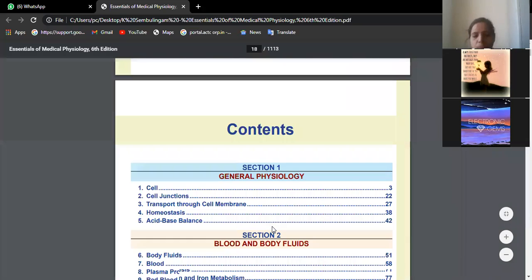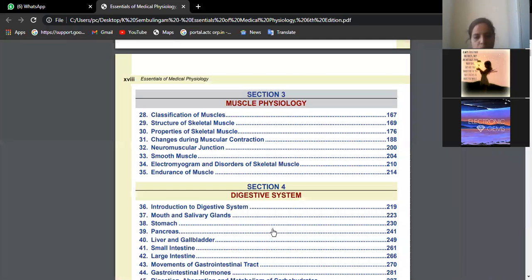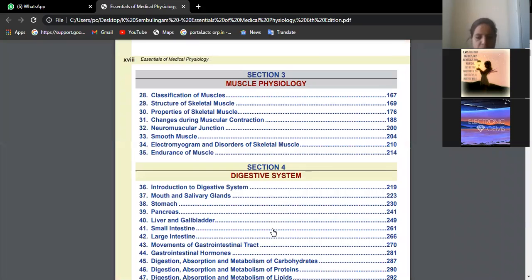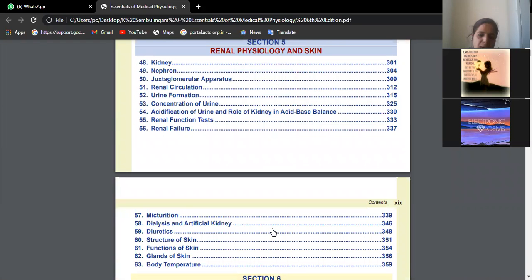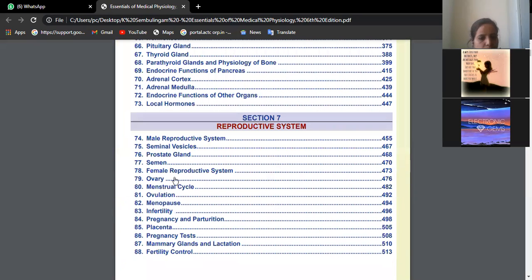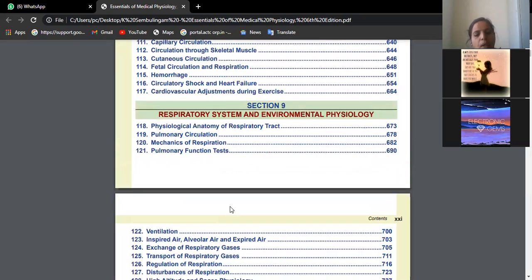From the beta cells of the pancreatic islets of Langerhans. And as Ritika told us. Okay. What are the other hormones coming from islets of Langerhans of pancreas?